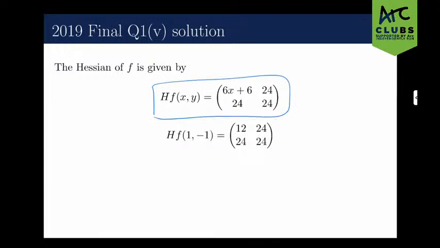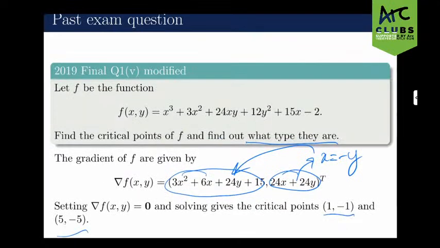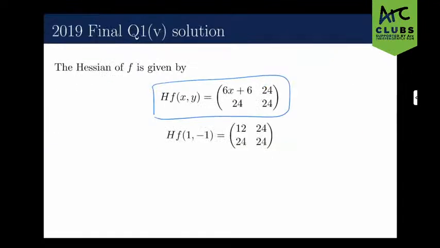I want to look at these two critical points, which are (1, -1) and (5, -5). If I sub in (1, -1), I get this matrix. Now I need to check whether this is positive definite, negative definite, or neither. So what we want to do is find the eigenvalues. Well, we just want to find what sign these eigenvalues are.